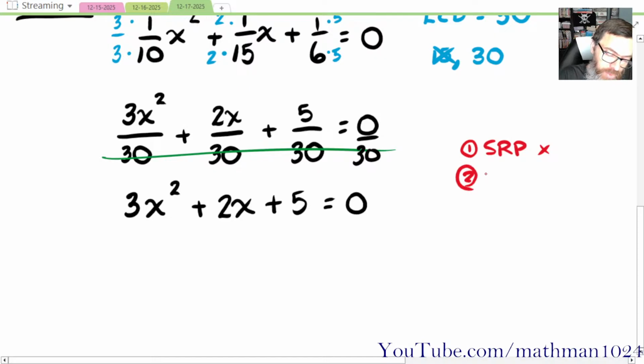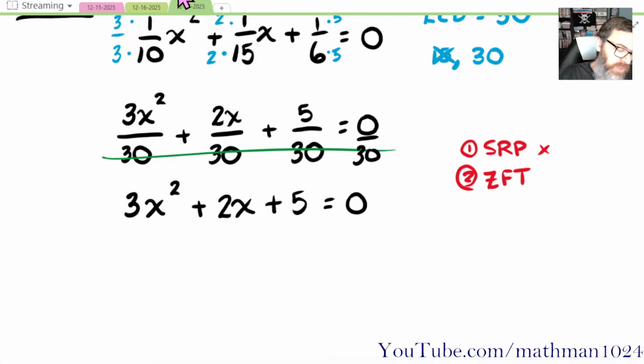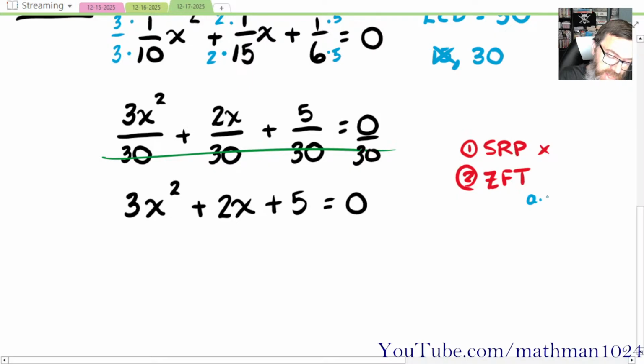The second thing that we would try is factoring, using the zero factor theorem. And so this is where you might want to take just a moment to go off to the side and check out the AC method. So a times c is going to be 3 times 5, which is 15. And we'd be trying to find factors of 15 that add to 2. But there aren't any factors of 15 that add to 2.